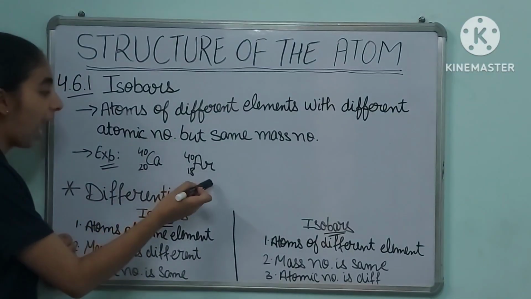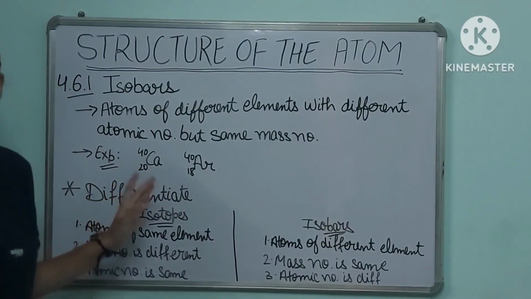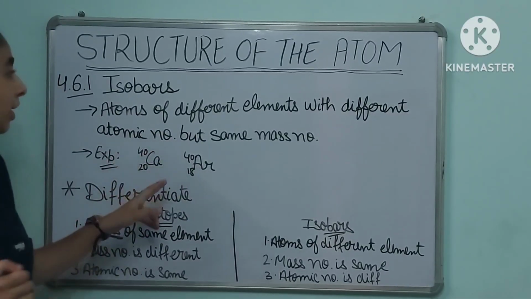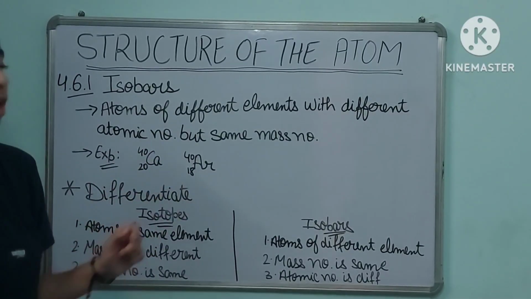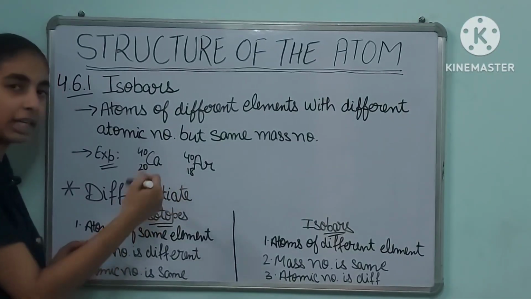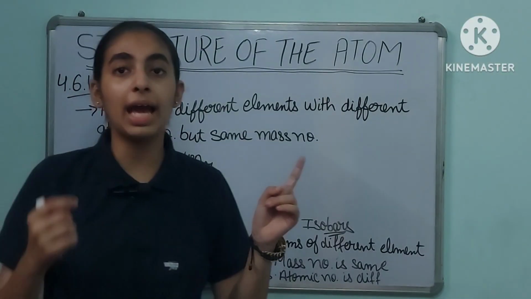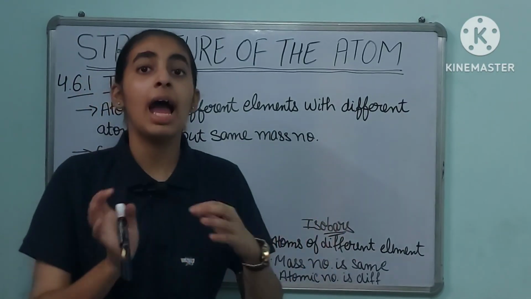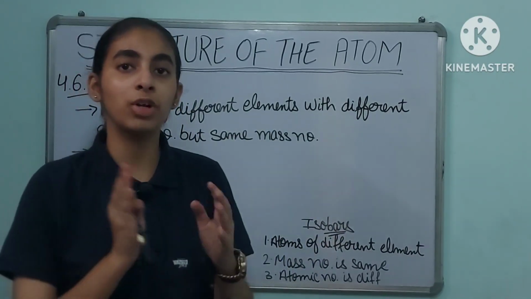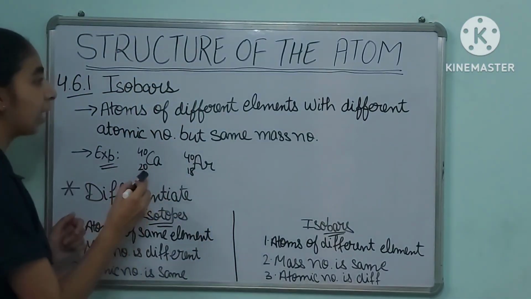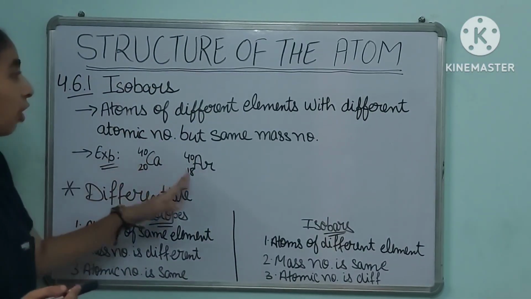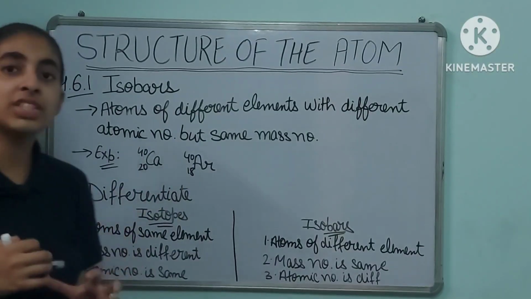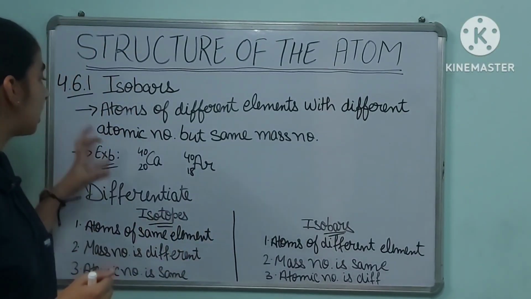Example, calcium and argon. Calcium has atomic number 20 and mass number 40. Similarly argon has mass number 40 but a different atomic number, that is 18. So atoms of different elements are there. In isotopes, atoms of the same element were there, like isotopes of carbon, isotopes of hydrogen, and isotopes of chlorine. Over here we talk about atoms of different elements which have different atomic numbers, like calcium with atomic number 20 and argon with atomic number 18, but they have the same mass number, that is 40. So this is an isobar.